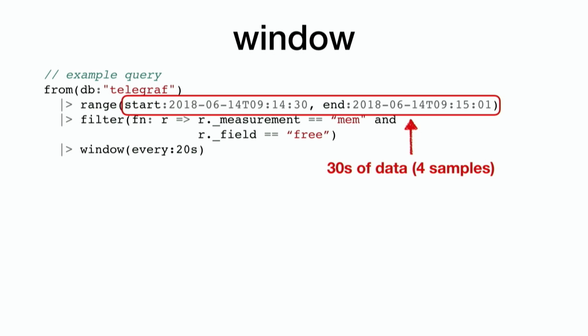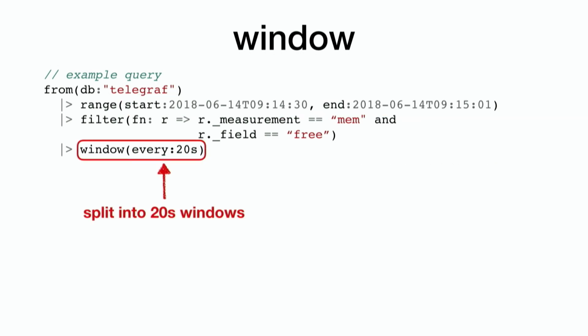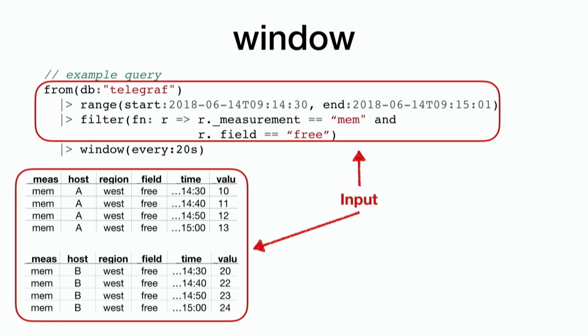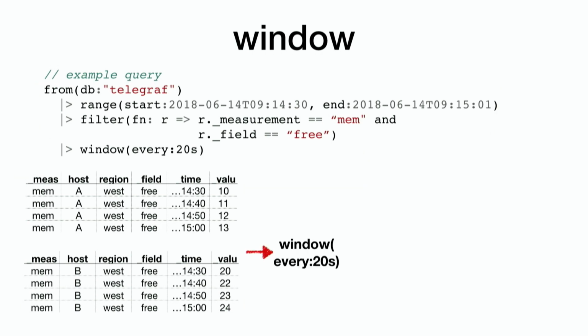Here we're grabbing some set of data, and then we're saying window this set of data into 20-second buckets. So here's what that looks like. Here we have input. We have two separate tables. We can see we have those individual data points across those times. We call window every 20 seconds.